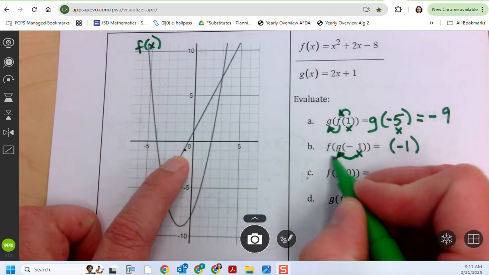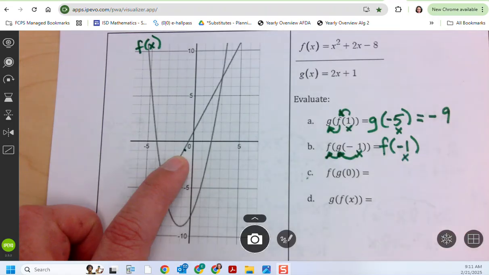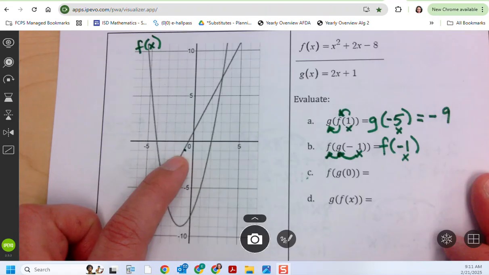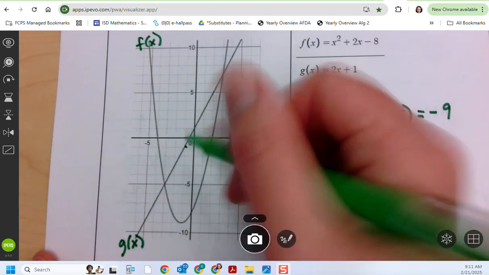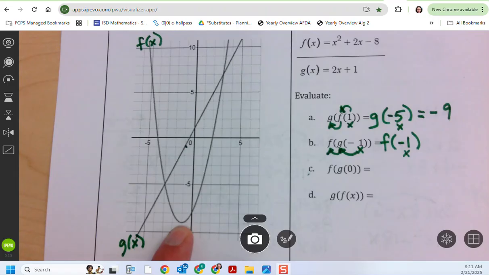So that answer then goes into f. So I need to do f of negative 1. My x is negative 1, but this time I have to go to function f, which was the parabola. So I go all the way down here, and what do I get? Negative 9, yeah.